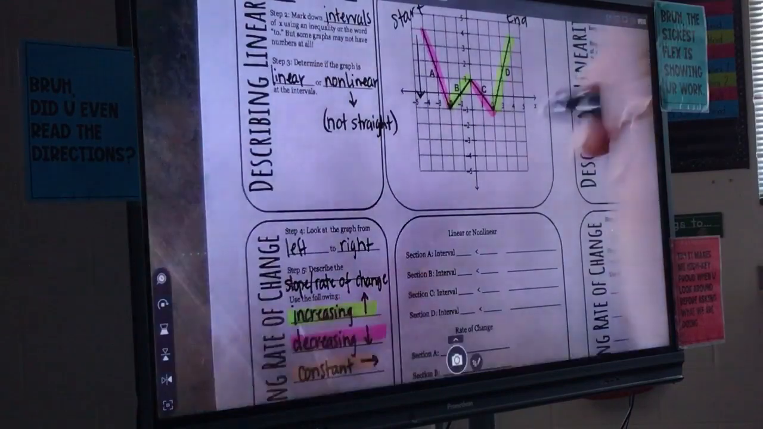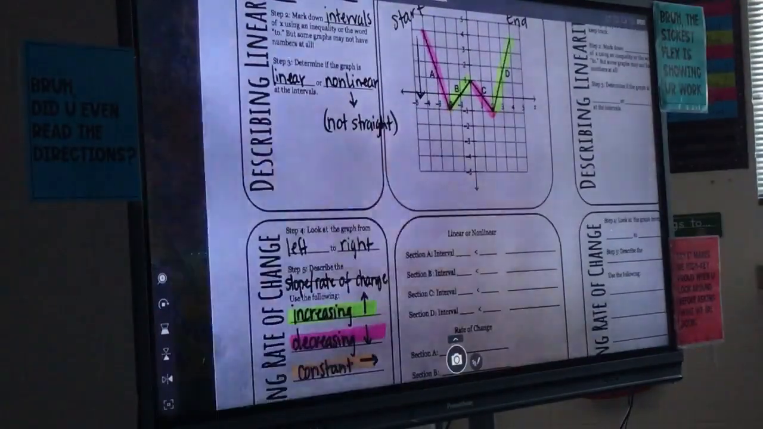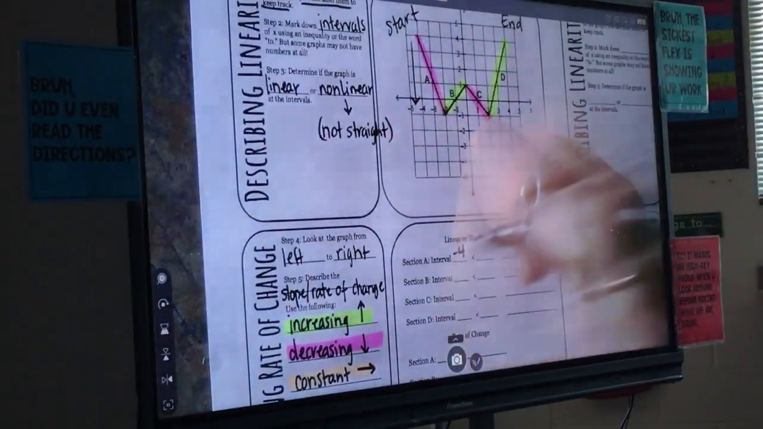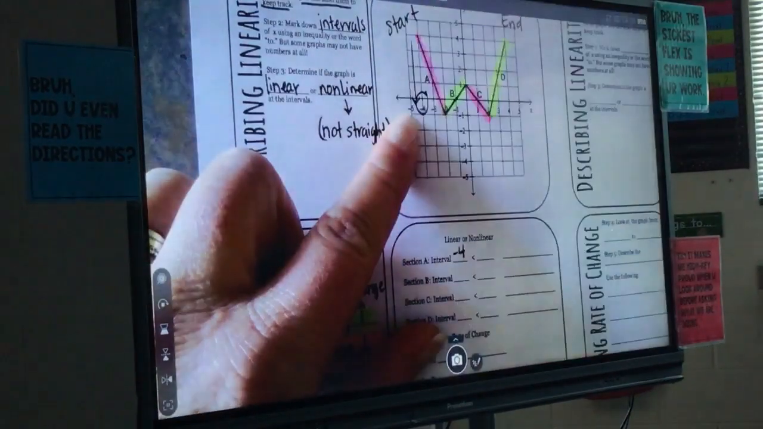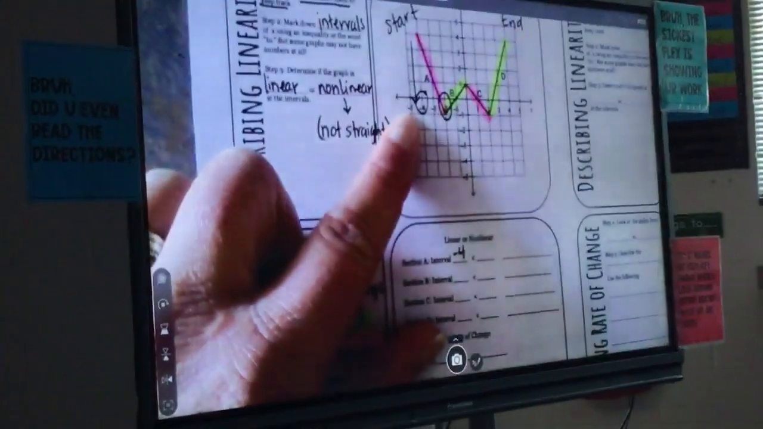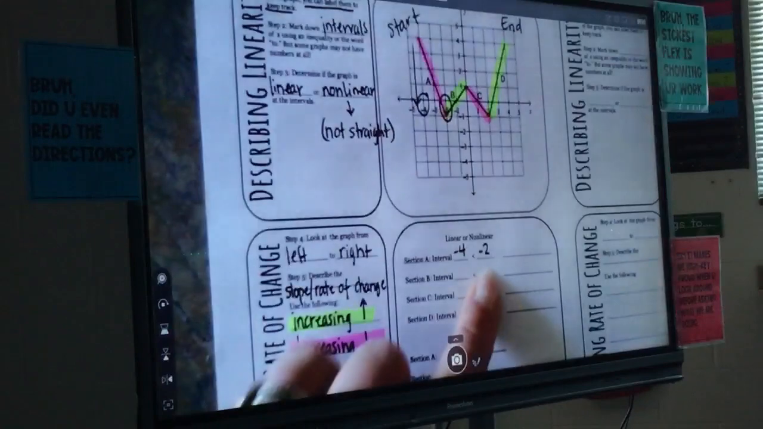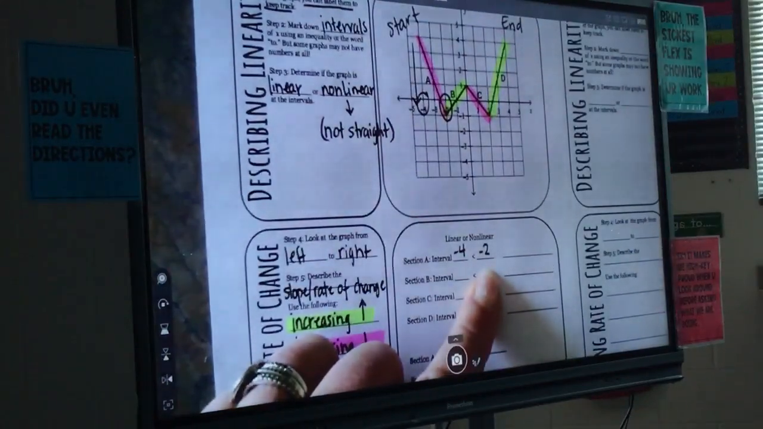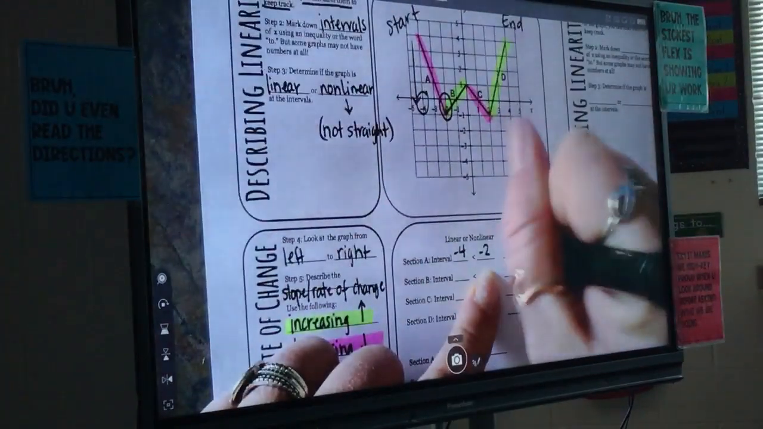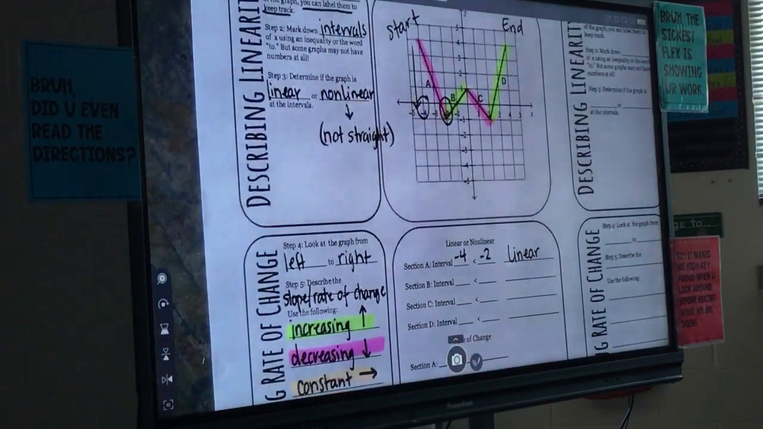All right, so section A, you're looking at where the line starts and stops. So the line starts at -4. Does everybody see that? So it starts at -4 and it ends at -2. -4 is less than -2, right? Do we all agree? And is it a straight line? So then it is linear. So far, does that make sense? Okay.